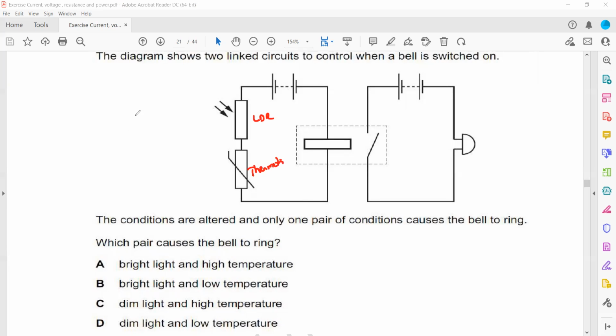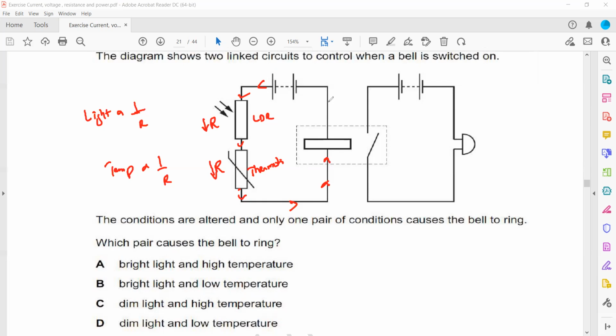What is the effect of light on the LDR? If we have more light, the resistance will decrease. And what is the effect of heat or temperature on the thermistor? If we have high temperature, the resistance of the thermistor will be low. We want the current in the circuit, so we want to reduce the resistance of the LDR and reduce the resistance of the thermistor, because if they have low resistance then the current can pass.